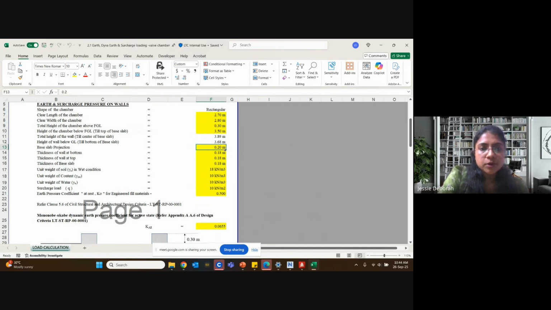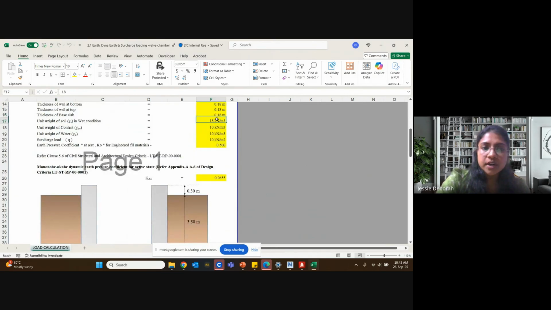Okay, why do we give base slab projection? Because of overturning, so that it does not happen. It will just act as your key. I think you have studied about shear key, right? So it will act as your shear key. Okay, thickness of wall at bottom, thickness of wall, all of this we will give as input. So the units are all what is there in the code.